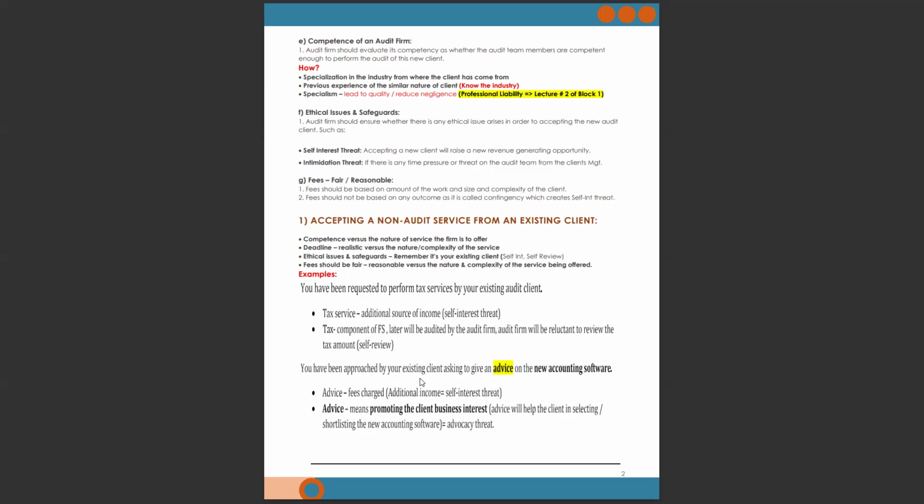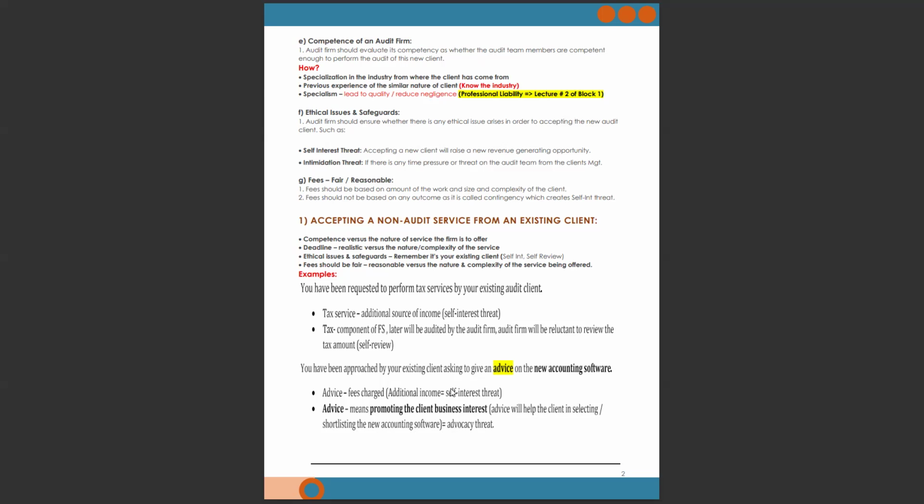Also, you have been approached by your existing client asking to give advice on the new accounting software. Advice. Whenever there is a word you are advising your client, it results in an advocacy threat. Advice fees charge. Of course, you are charging fees. You can't provide anything free. So additional income, self-interest threat. Advice means promoting the client's business interest. Advice will help the client in selecting, shortlisting the new accounting software. So advocacy threat. Make sure you are reading this content very efficiently.